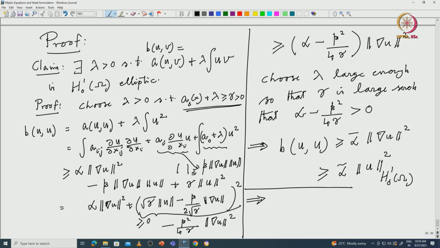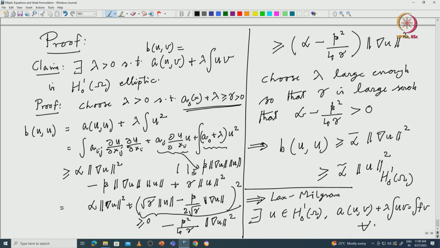So, this is there. So, apply Lax-Milgram, there exists a unique u, the solution to our problem, in omega such that A(u,v) plus lambda integral of uv equal to integral of fv for all v in H1 naught. So, that you have it.